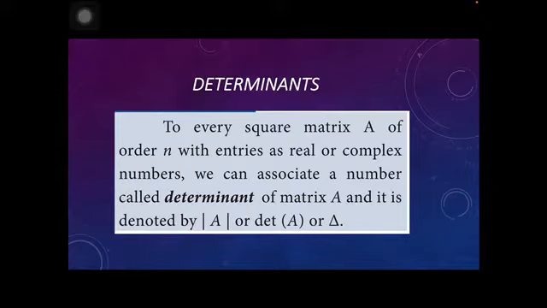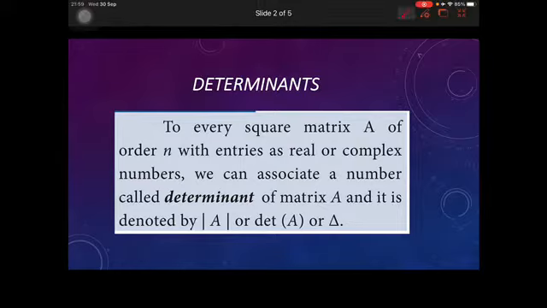Determinants. What are determinants? For every square matrix, we can find the determinant value of that matrix, and it is denoted by determinant A, or |A|, or del. Okay, these three symbols we can use to denote the determinant.